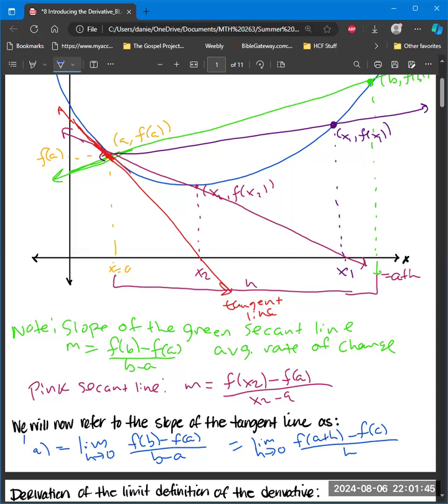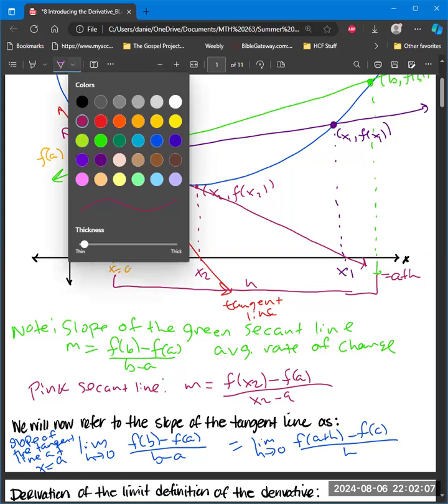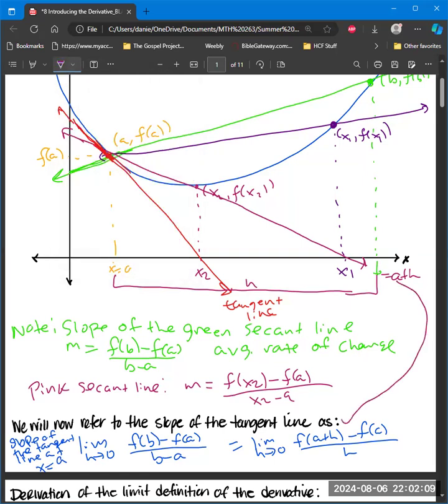This is my slope of the tangent line at x equals a for right now. And we've got that substitution that we made right there. That's how we get that a plus h.